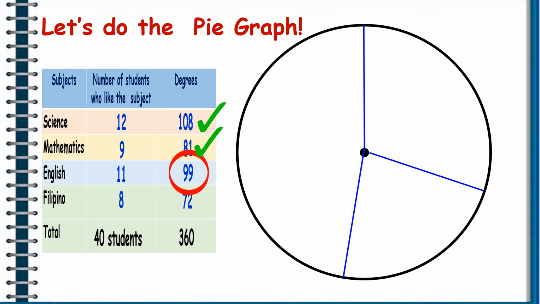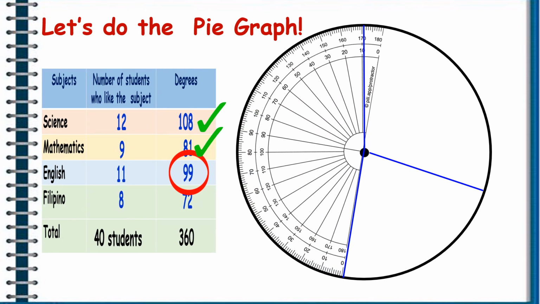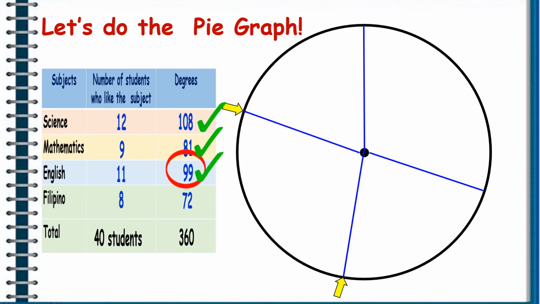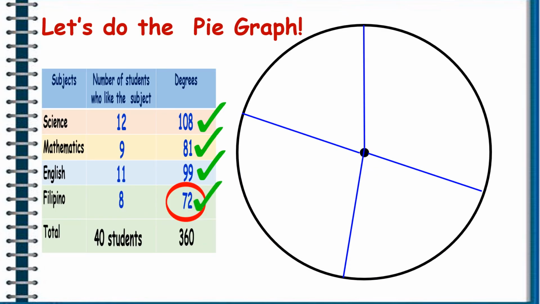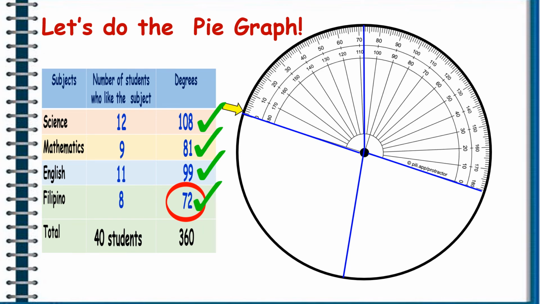Repeat the process. Place the protractor where mathematics angle ended, then locate the degrees again for English. After locating the degrees, mark it and draw a line again going to the center mark. We've just finished the third slice for English. You can again color the slice and label it with the data. The last slice is obviously for the Filipino with 72 degrees.